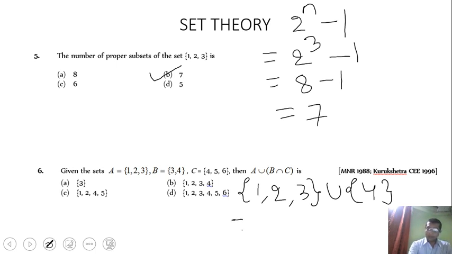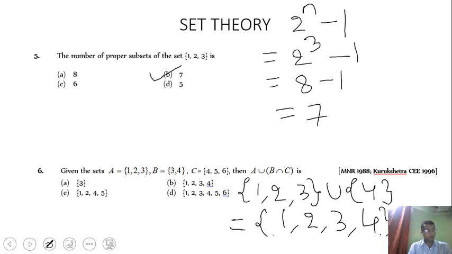Taking a union, we get 1, 2, 3, 4, 1, 2, 3, 4. Therefore the right option is B.